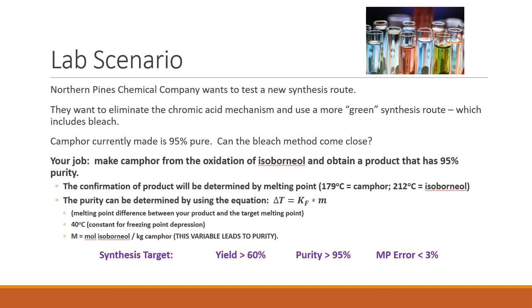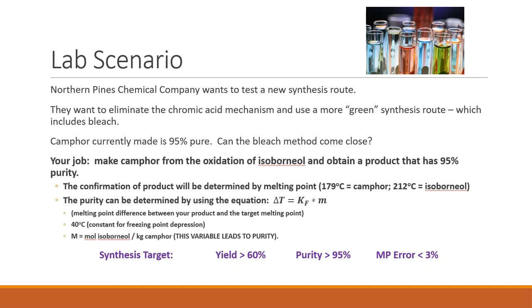So if your product is melting close to 179, then that means this is pure camphor, which is pretty good, but your melting point is really going to determine that. So how do I calculate the purity? Well, the purity is going to be given in the lab background.